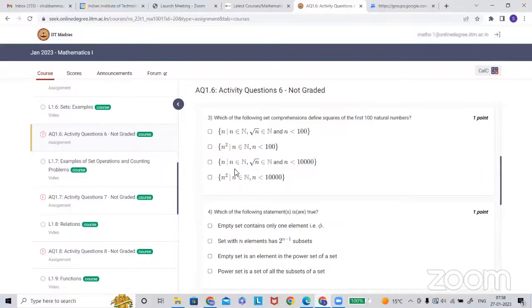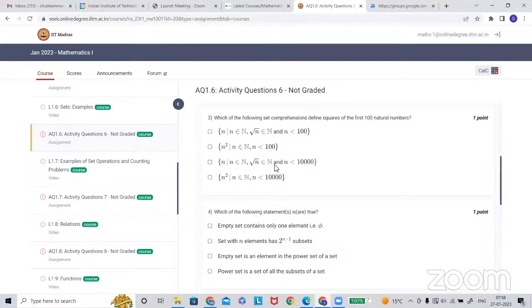See, the right side of this line is saying n should be a natural number. The left side is saying you are collecting the natural numbers n. But what is n here? The right side is saying, first, n is a natural number, and second, root over n belongs to the natural numbers, which means root over n is a natural number. And n is less than 10,000. So these three conditions are there.